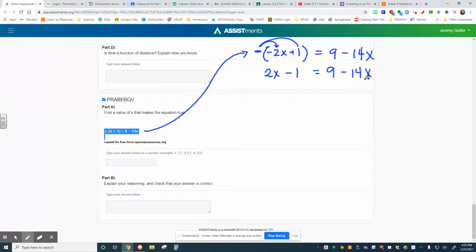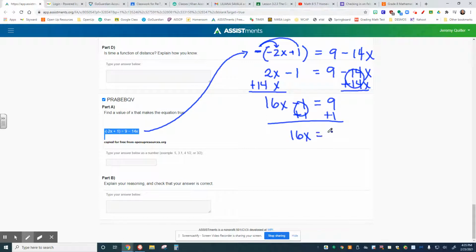And then we use the properties of equality to start solving for x, or getting x all by itself. Adding 14 times x to the right means adding 14 times x to the left to get 16 times x minus 1 is equal to 9. I would add the constant 1 to both expressions. To get rid of the 1, I have 16 times x is equal to 10.